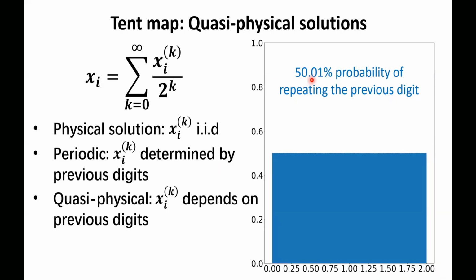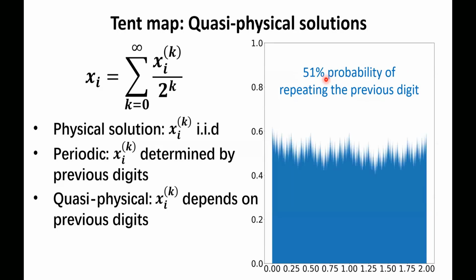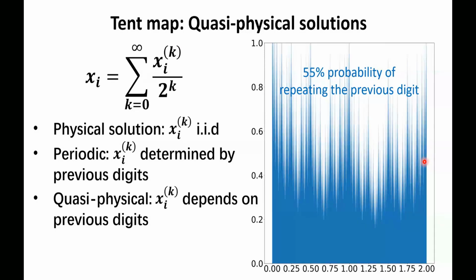If I have exactly 50% probability of repeating the previous digit, I would get IID digits and I would have a physical distribution. However, if I crank up this probability from just slightly greater than half to 51%, I get this distribution. Now, this is obviously not a physical uniform distribution, right? We know the physical distribution of the tent map is uniform. This is obviously not uniform. Crank it up to 55% probability, I get something significantly different, right?